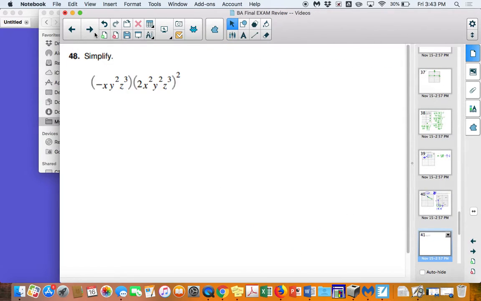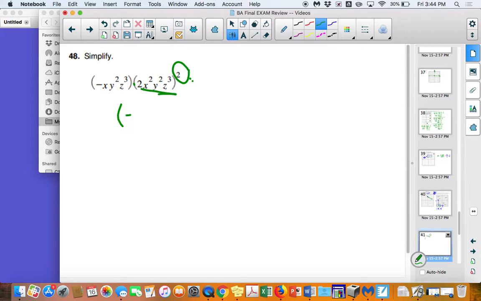Okay, simplify. Now, this is a hard one because of this thing out here. You got to do order of operations. See, it's asking you to do 2 things. This is multiplication, but this term raised to this power is an exponent. So according to order of operations, you must handle exponents first. So this first grouping just comes down. Just copy that first grouping and tell it to be patient. You'll get there in a minute.